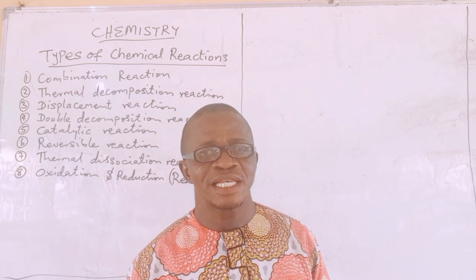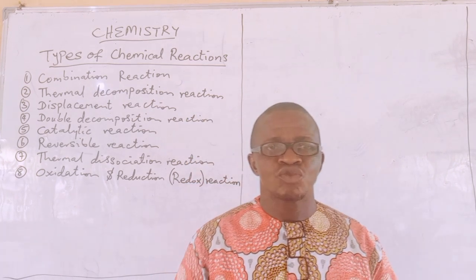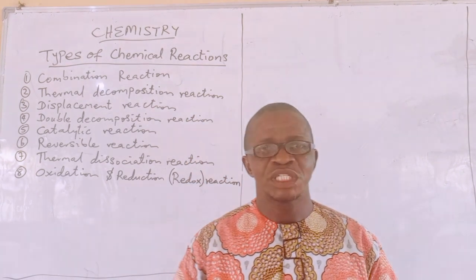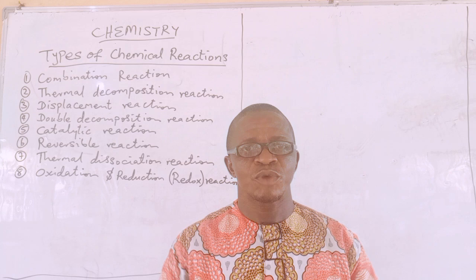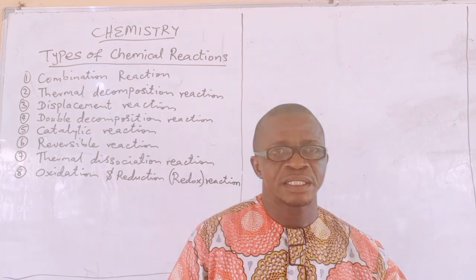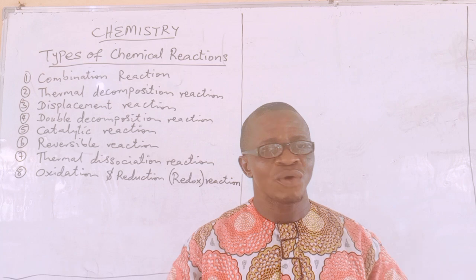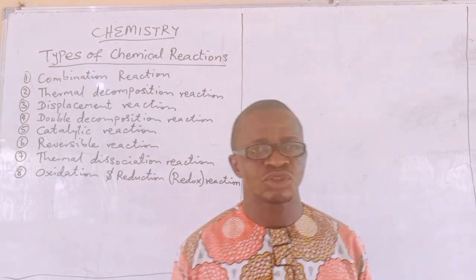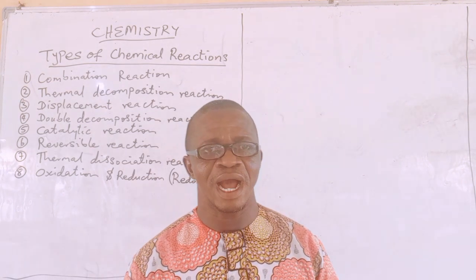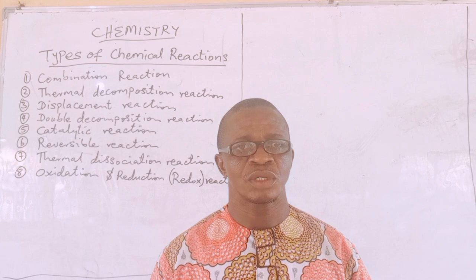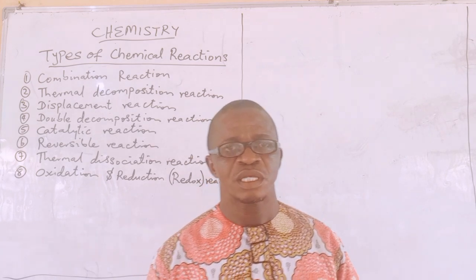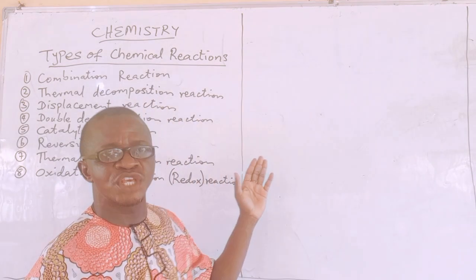Now, today we are going to be dealing with chemical reactions, adding A to B to get C. So all these reactions, they are grouped, they have their own types. Now let's start with what we have here on the board.